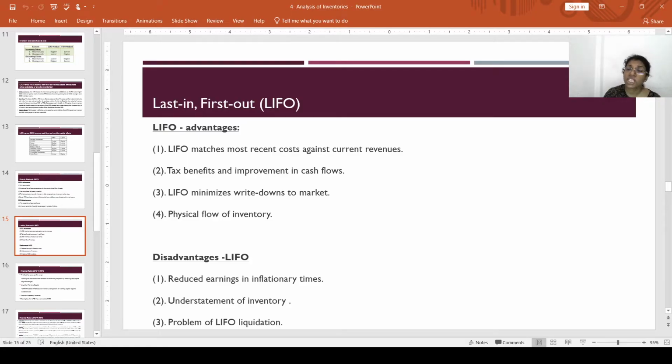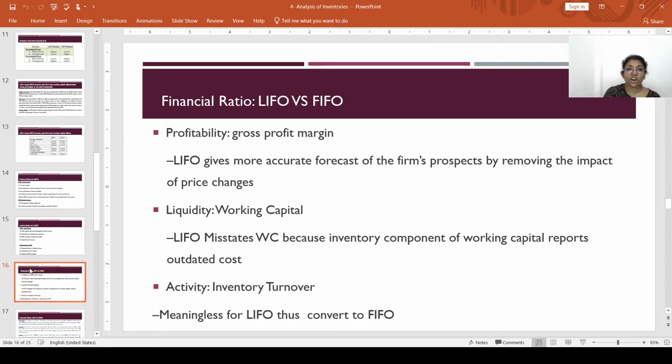But there are some disadvantages. It will reduce the earnings in inflationary times, and it also underestimates the inventory. There is also something called LIFO liquidation. So those are the disadvantages of the LIFO method. So let's see what is the impact of LIFO and FIFO on the financial ratios.